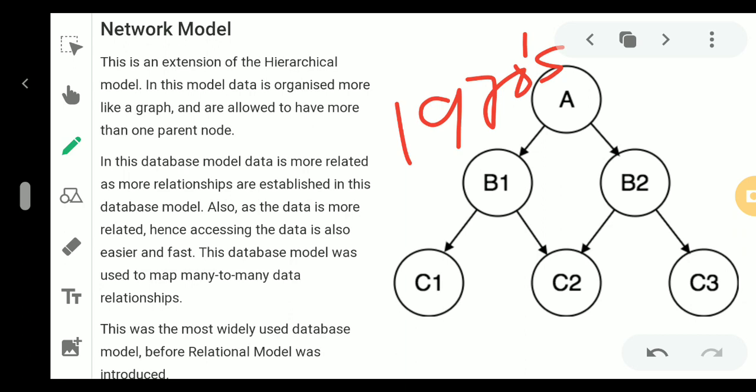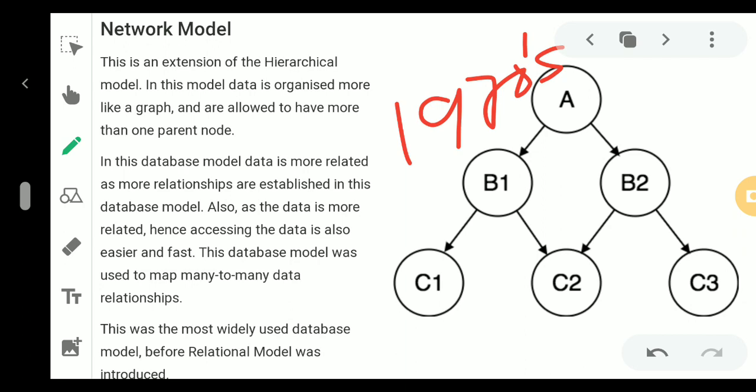Now, what are the disadvantages? The model is very difficult to implement, and also to maintain. The whole database structure is complex, as it involves lots of pointers and links. So making structural changes to the database is difficult. In most cases, if you make any structural changes, like adding a node, deleting a node, or attaching one child to another parent, that will be very difficult to do.